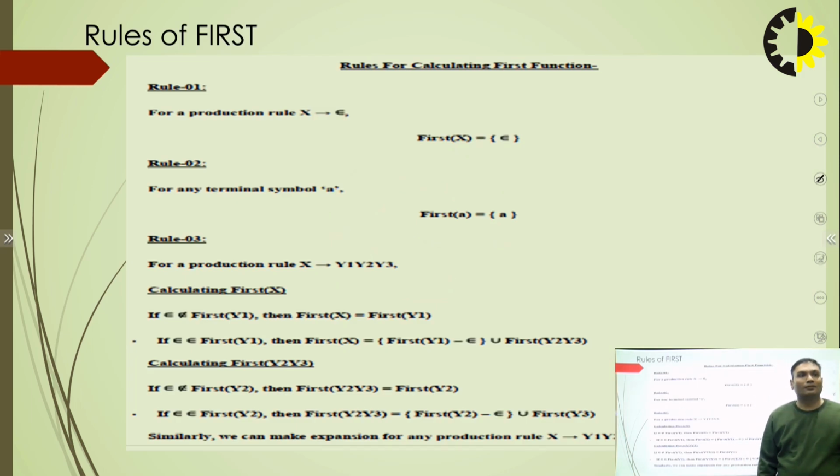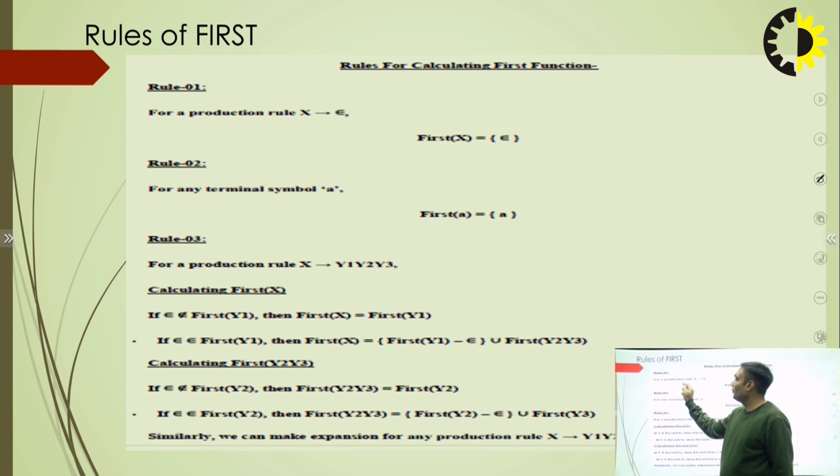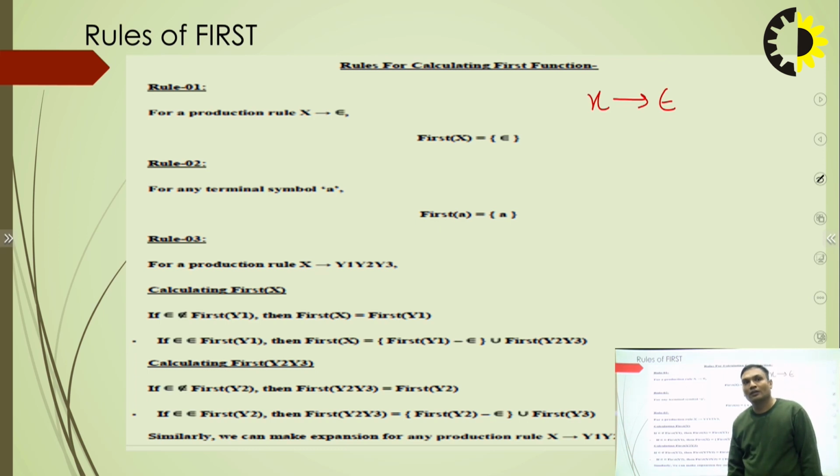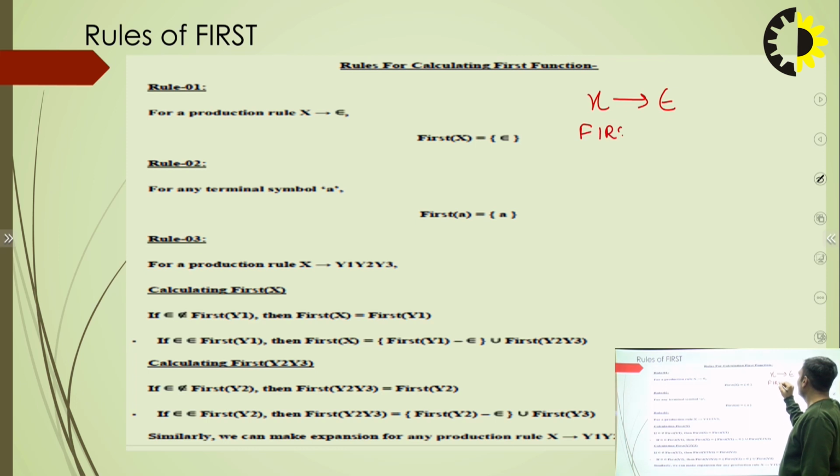So step first is first and follow. There are some certain rules for calculating the first and follow. Rule number 1 says that for a prediction rule X tends to epsilon, if there is a production rule of X to epsilon, then the first of this X will be epsilon itself. So this is rule number 1.